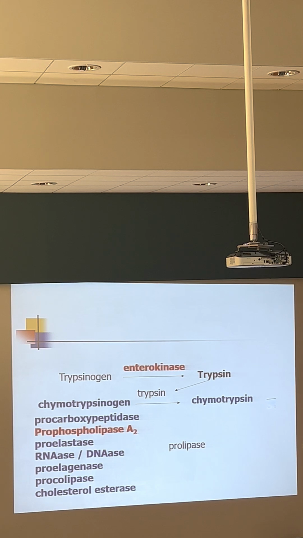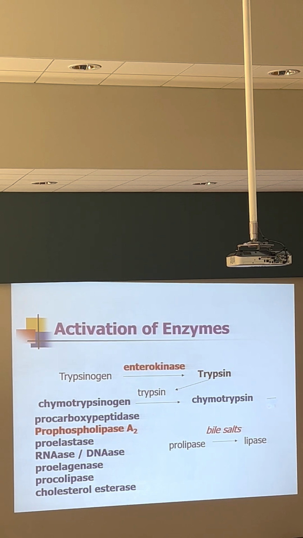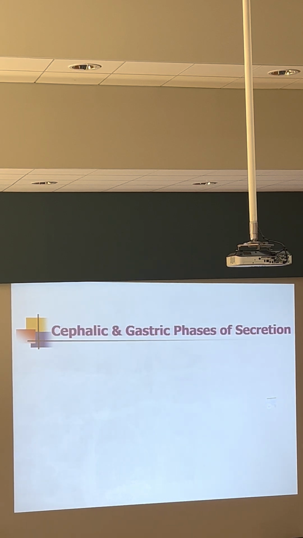There are some lipases produced by the pancreas that can be activated via bile salts. These are prolipases to the active form lipase, but the majority of pancreatic lipases are already secreted as active forms. But there are a few bile salt activated lipases too. Okay? So this is the process of activating our enzymes.